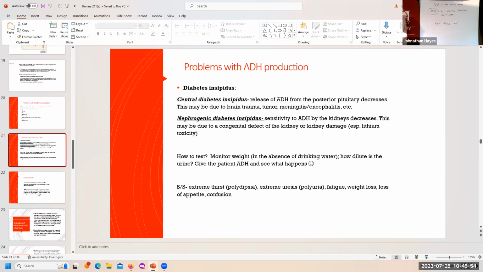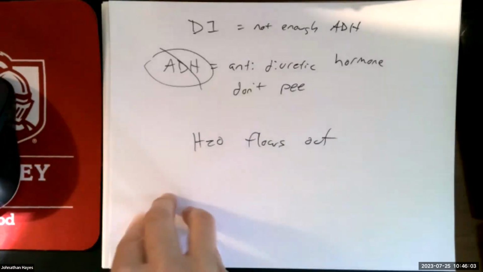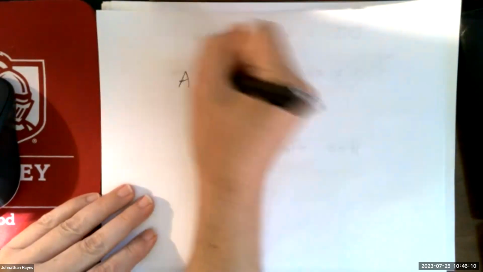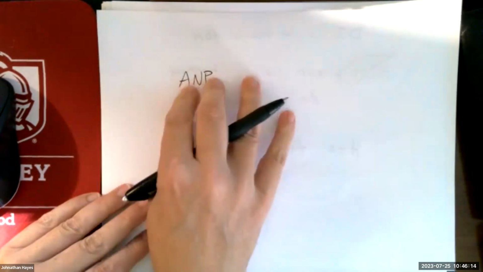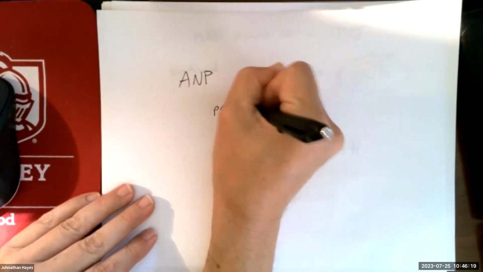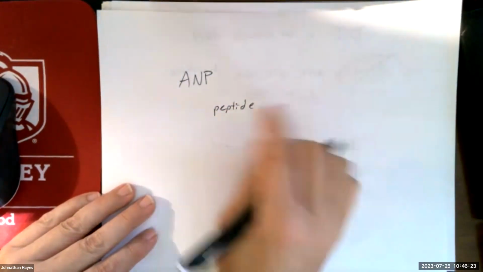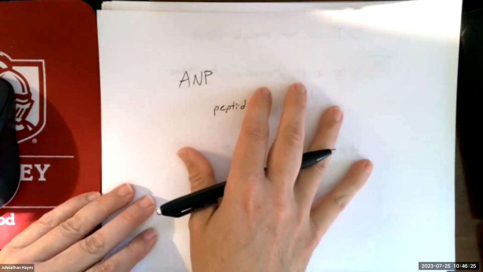So fun stuff. ANP I talked about a minute ago. Again, knowing what words stand for. ANP is something that we naturally produce by the heart, believe it or not. That's why it's called atrial natriuretic peptide. So again, if I can just break down the word, it tells me everything I need to know. Peptide just means a type of non-steroidal hormone, right? That's not what the word peptide means, but in this context, it does.